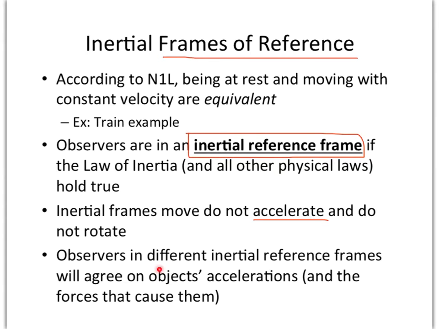Observers in different inertial reference frames will agree on objects' accelerations and the forces that cause them. If you look out at the universe, you can see the rest of the universe moving because the stars and the planets move around. And the rest of the universe can look at you and see you moving. Whatever is causing that motion, observers in those different inertial reference frames will be able to perceive those differences in motion.